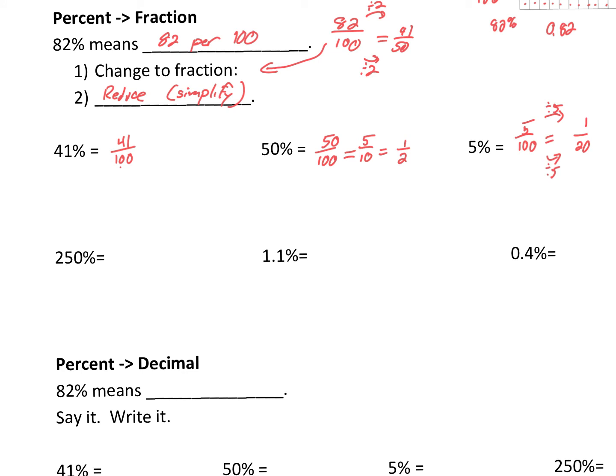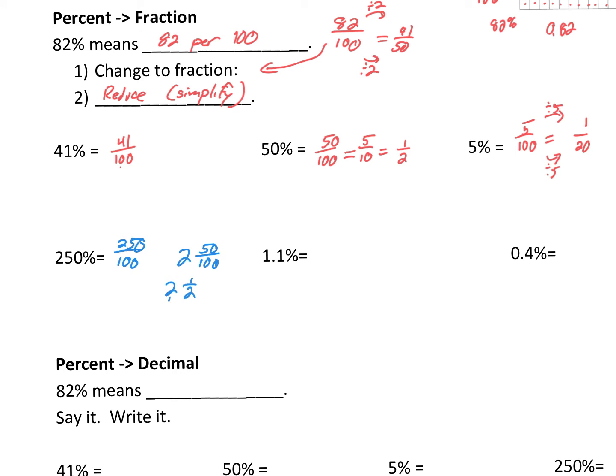Ooh, this one's a little harder. 250%. 250 per 100. Ooh, we got an improper fraction. Got to get rid of that. 100 goes into 250 2 times with a remainder of 50. And I think you know what 50 hundredths is. Sometimes you have to show your work. Sometimes you can just do it in your head.